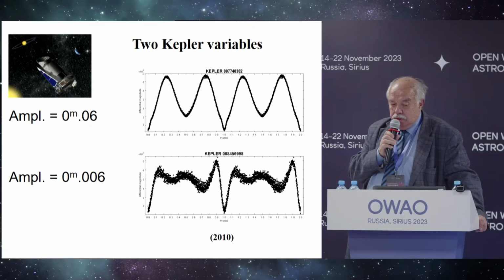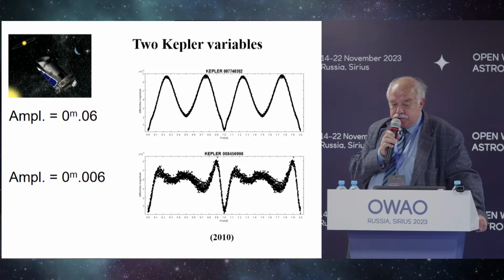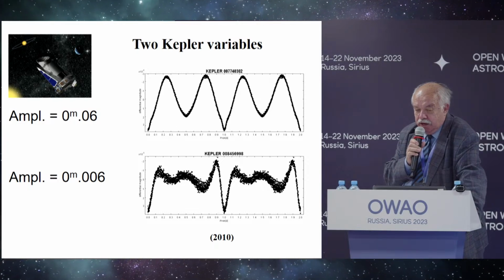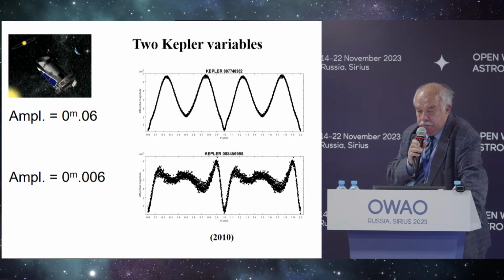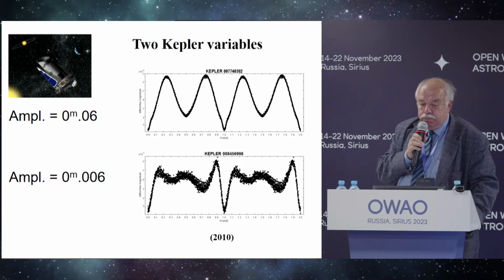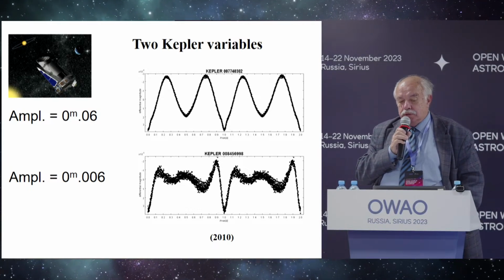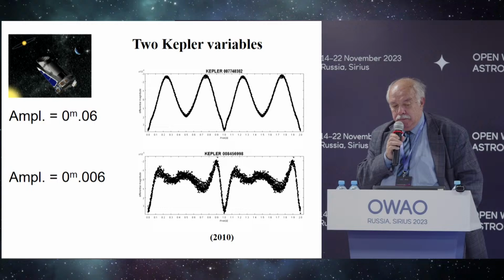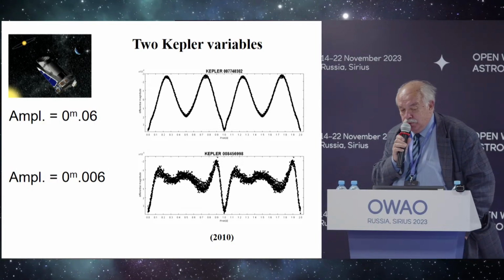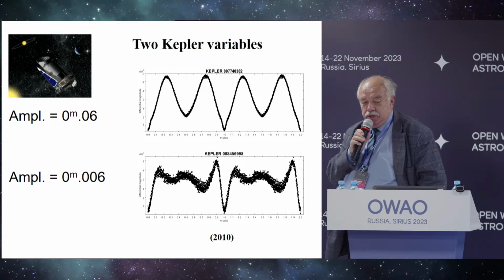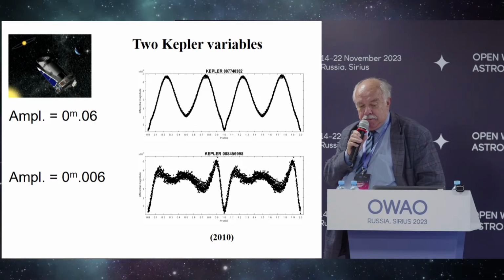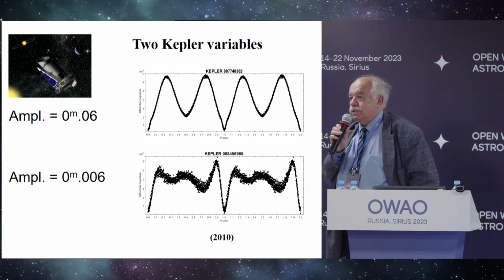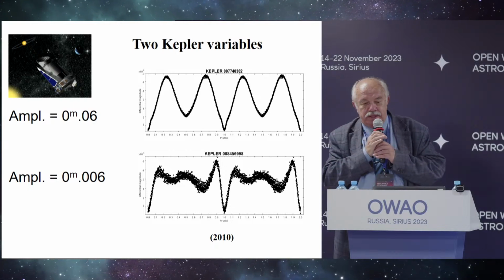Also, I would like to show you that a British amateur astronomer, Greaves, looked into the Kepler project and found several very strange and interesting stars. Here I show you two Kepler variables discovered in Kepler data by Greaves. The first one has an amplitude of 0.06. It's more or less a normal eclipsing star. But the second one, with an amplitude of 0.006, is very strange. Look, there are primary minima, but in between there are two secondary minima. What is there? What is eclipsed there? I don't know, and no one does know.